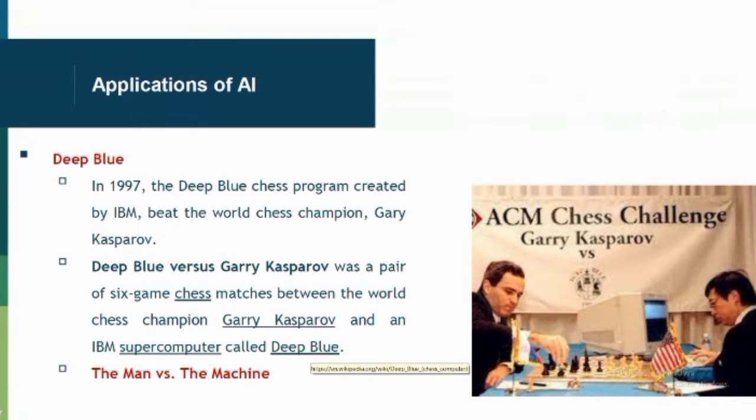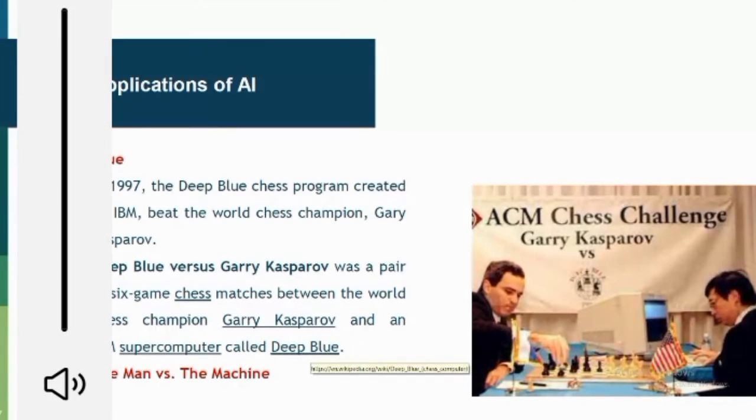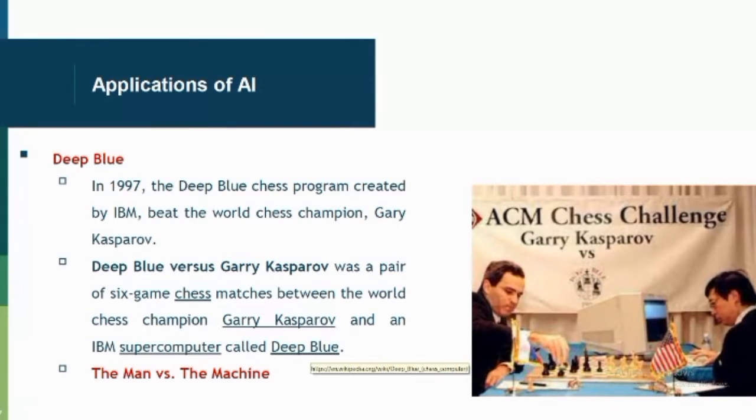Okay. So that is the idea where AI applications came into the picture. This very famous program, you might have seen it. You might have seen the movies of this program. This was one of the famous challenges. The documentary is also available on YouTube. You can see the documentary of this Deep Blue.